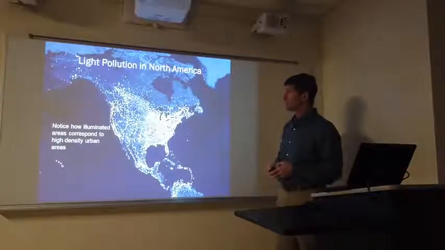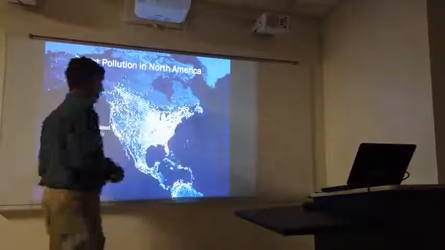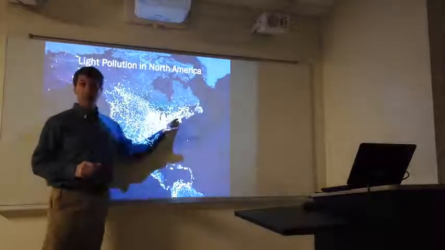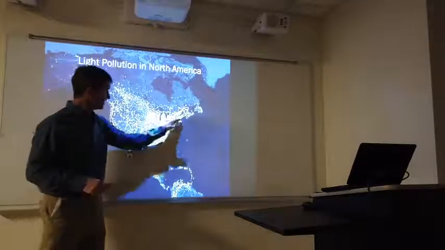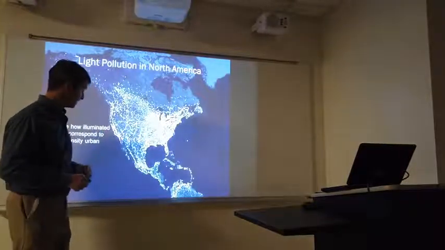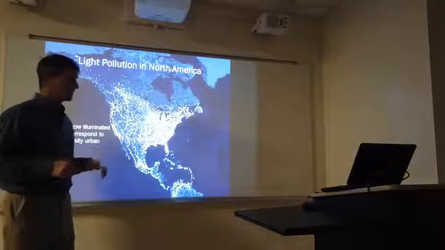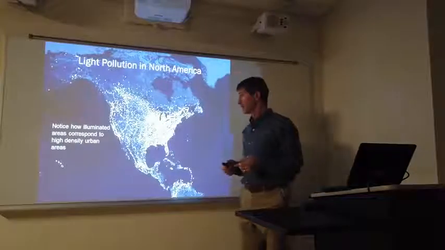This is a picture of North America at night, and we can clearly see where the population centers are. In this country, most of the population is concentrated along the coast. The East Coast, the West Coast, and of course, there's quite a bit of population in the plains too. These are the areas where it's the most difficult to do backyard astronomy.